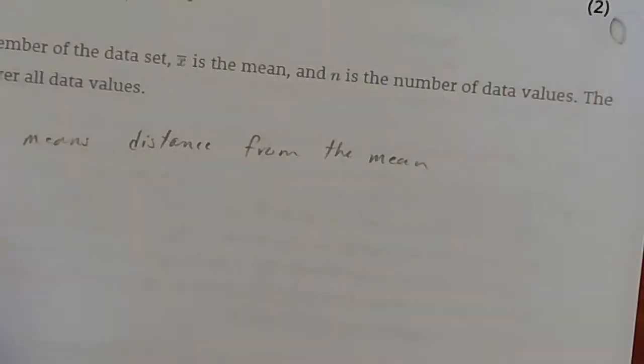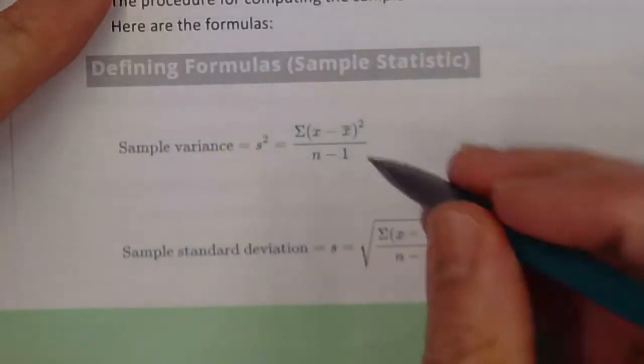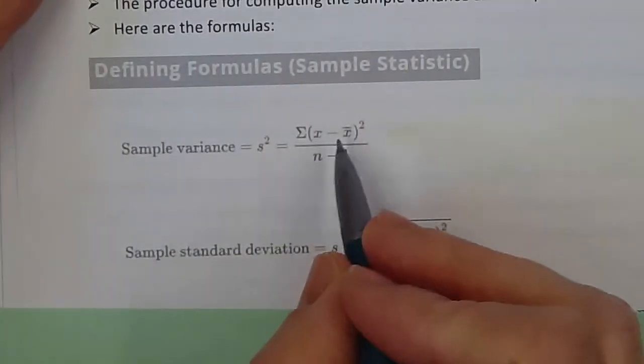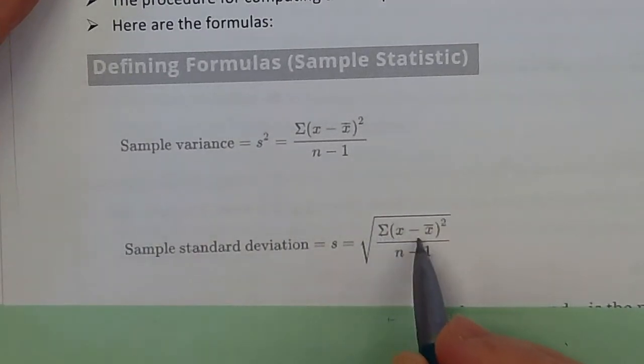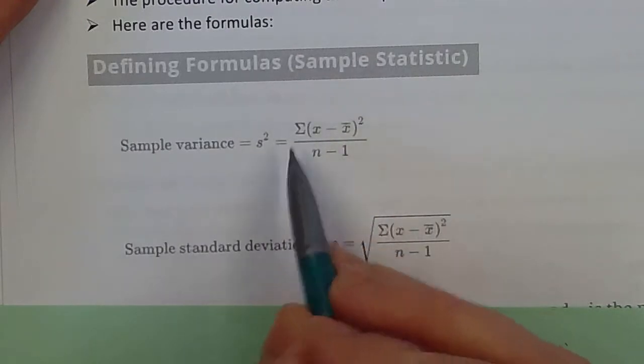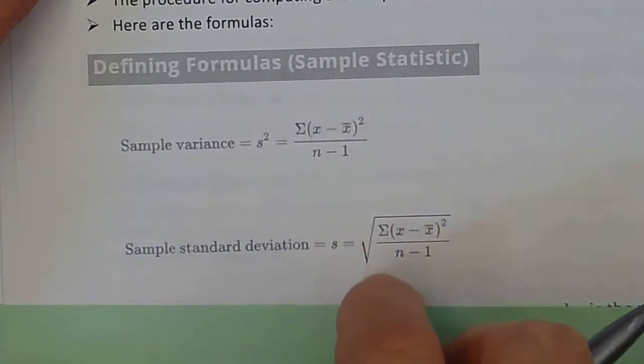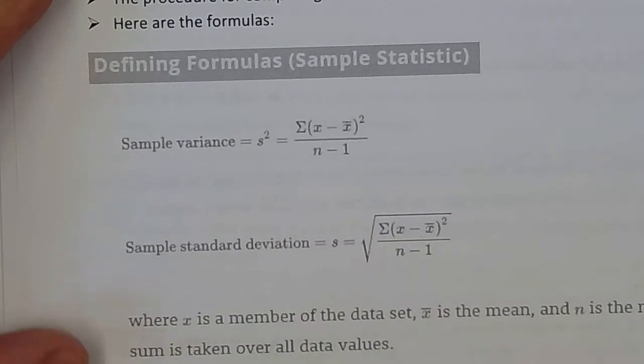Here are our formulas. Notice the difference between these two formulas. The standard deviation is the square root of the sum of squared deviations divided by n minus 1. And the variance is the same thing, just without the square root, which is just the inside of this. This one is the one we use more often, okay?